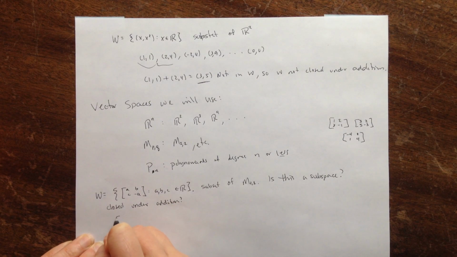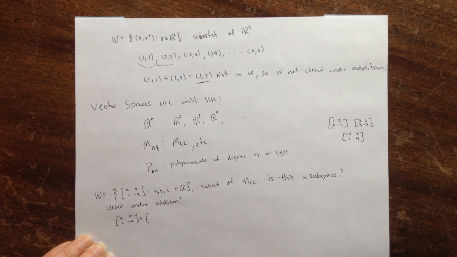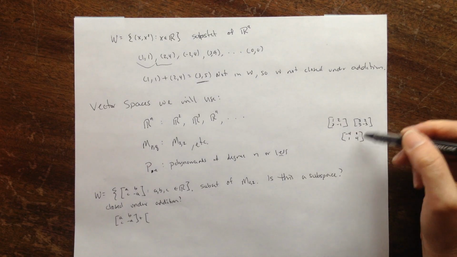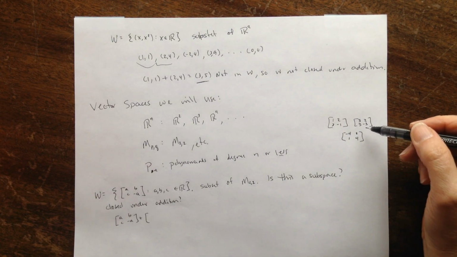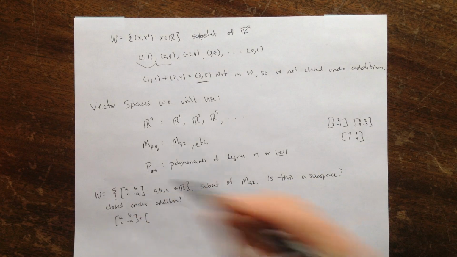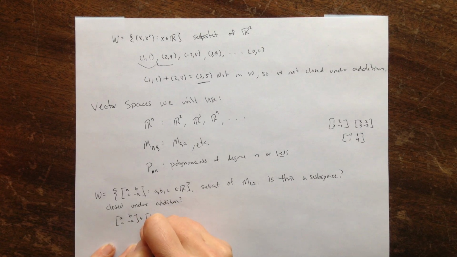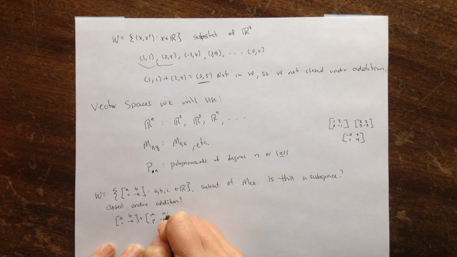I'm going to take two things in there, [a, b; c, -a], and I'm going to take another general thing in there. If I want to show that this is closed under addition, I can't just take two particular examples and add them together and show that you end up with something in there. I have to take general ones, and I can't take [a, b; c, -a] again because it would be restricting what I'm looking at. So I've got to take a general vector plus another general vector. So I'm going to use [m, n; p, -m].